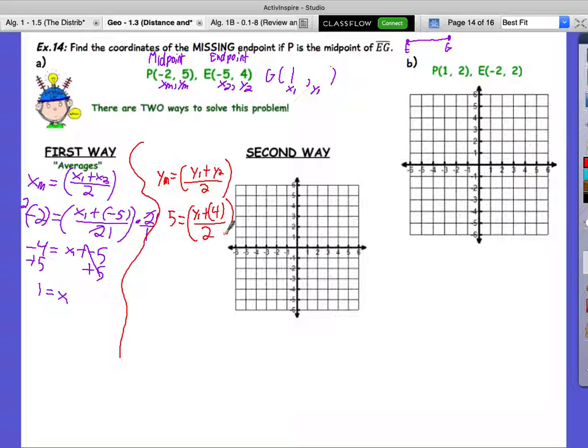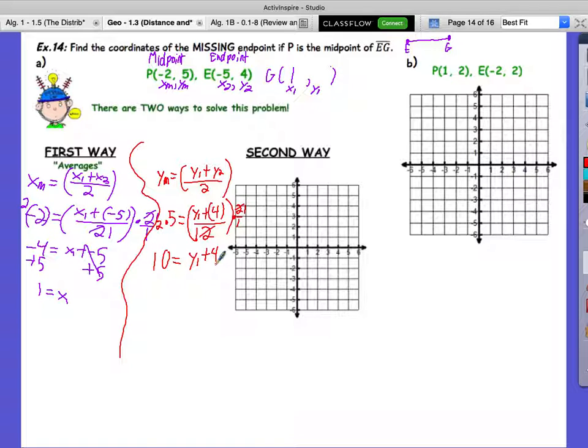So now, how do we undo the division of 2? Multiply by 2. Very good. We undo that by multiplying by 2, and do that to both sides to keep it fair and equal. What is 2 times 5? 10. Now what happens with this 2 on the bottom and this 2 over 1 over here? We can cross reduce. How many times does 2 go into 2? Once. Okay, so we're left with y sub 1 plus 4.